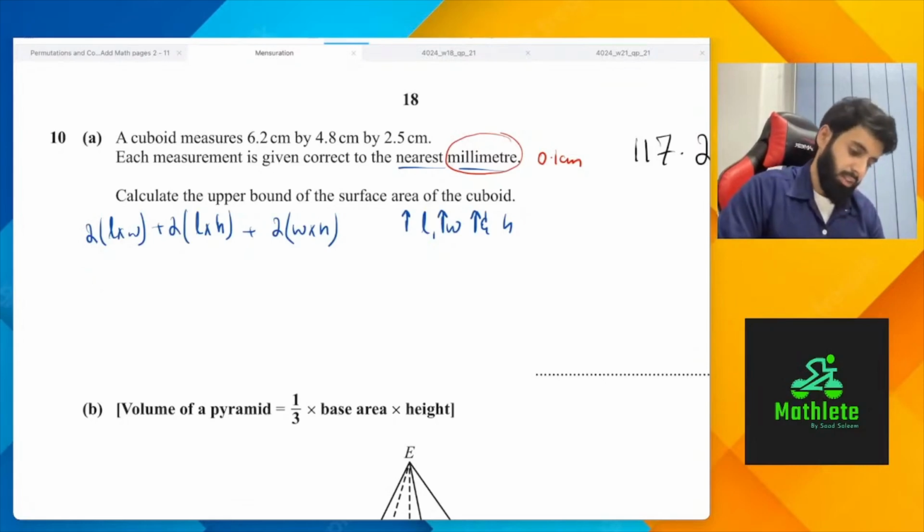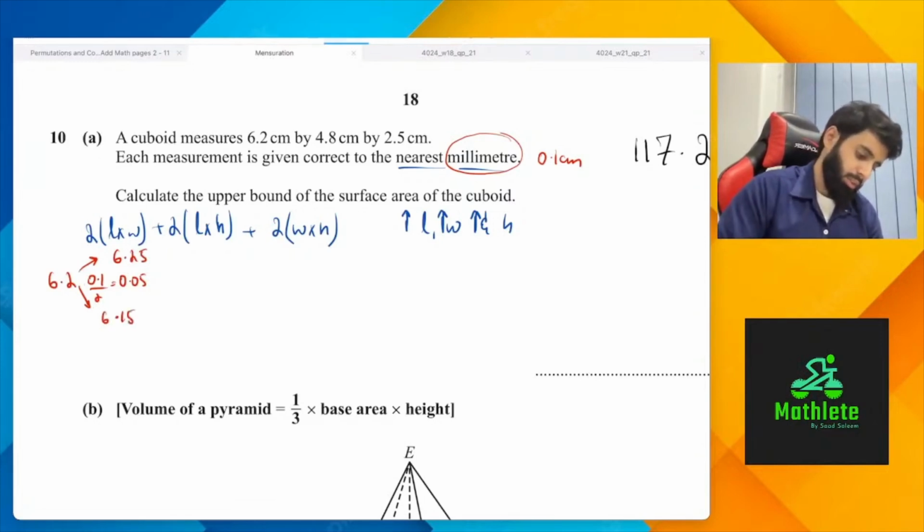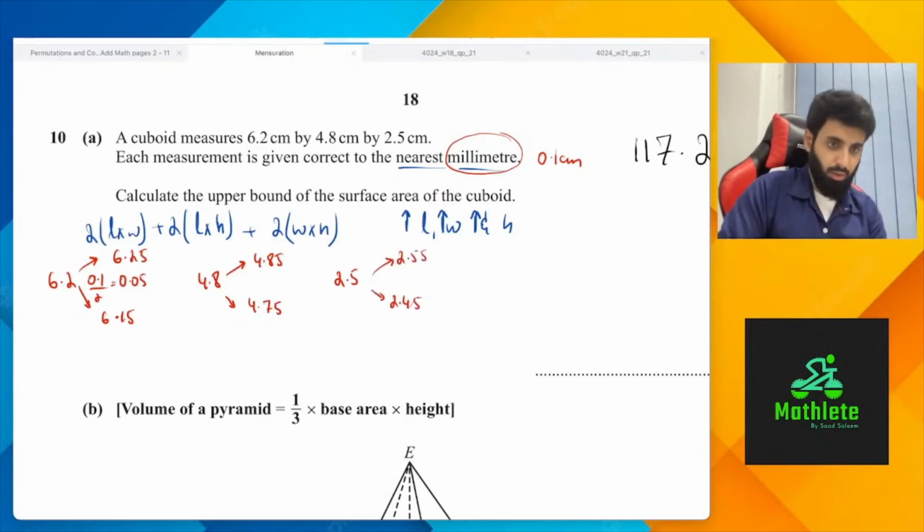First of all, let's write down the length 6.2. Since it's correct to 0.1, we will divide it by 2. The upper bound of this will be 6.25, and the lower bound will be 6.15. And we're going to do the same for the other lengths also. The upper bound of 4.8 will be 4.85, the lower bound will be 4.75. And we're going to do the same for 2.5 also. Its upper bound will be 2.55, and the lower bound will be 2.45.